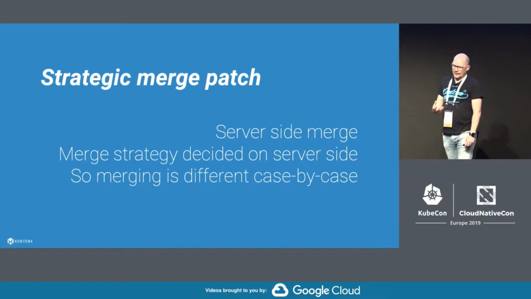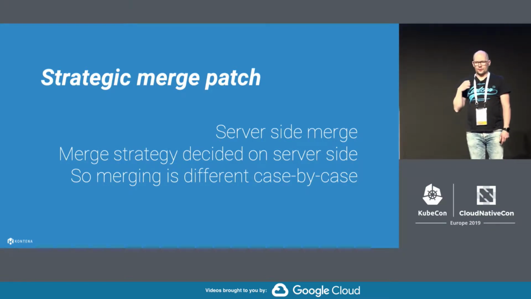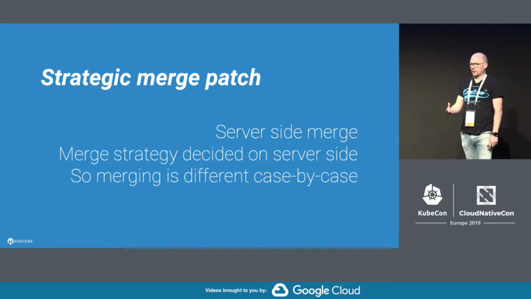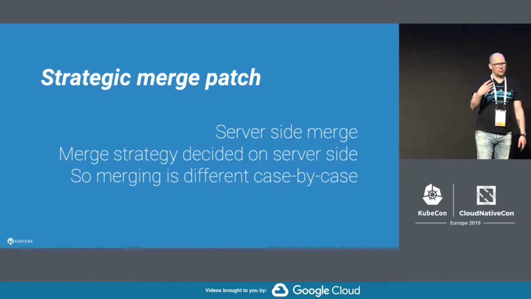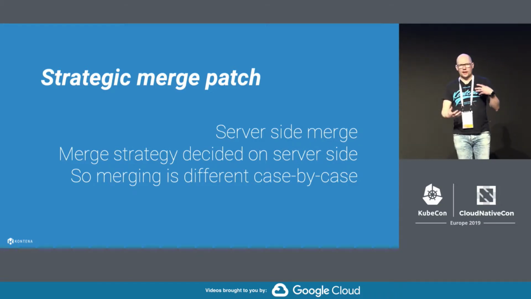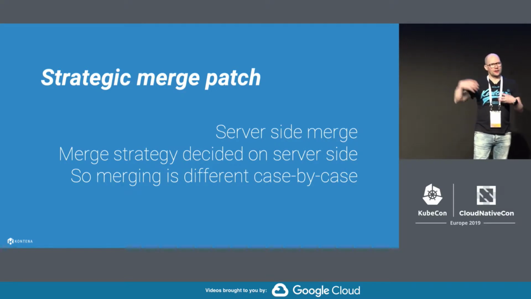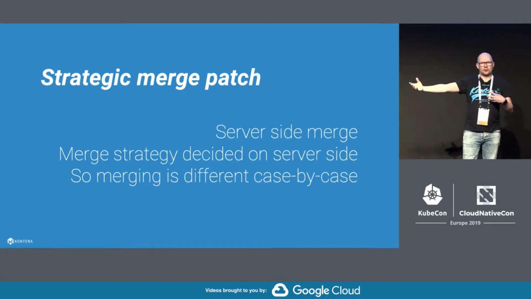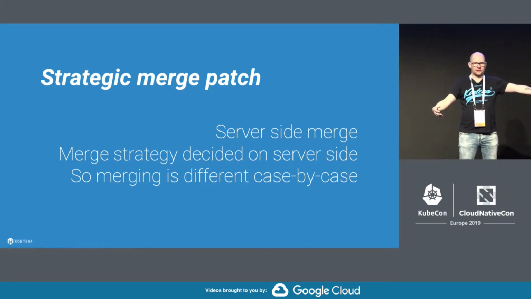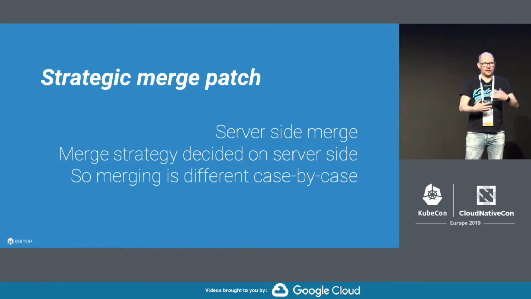So this has led to different ways to patch resources on the server. And what the Golang library does is a strategic merge patch, which is a server-side merge of the resources. The problem is that the strategy used to merge things together is decided on the server side. So the result might be different if I'm updating a pod versus if I'm updating a custom resource. So the logic can be different.